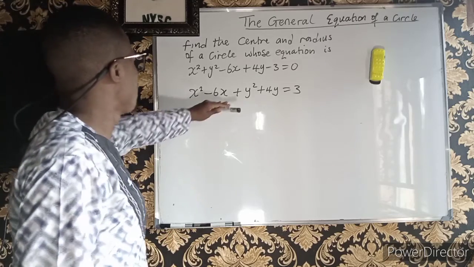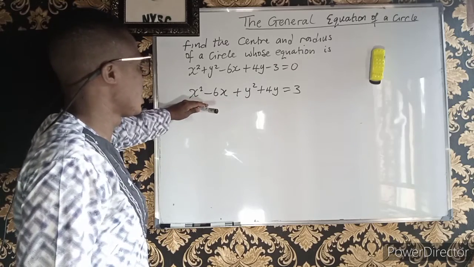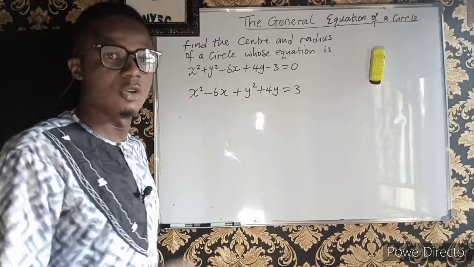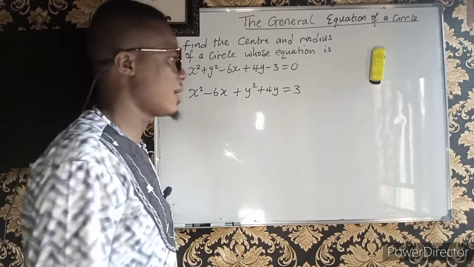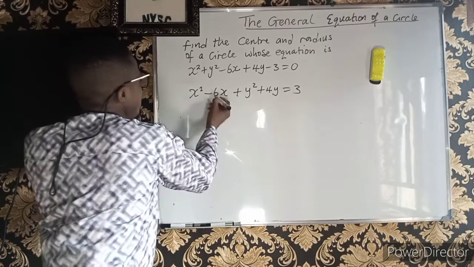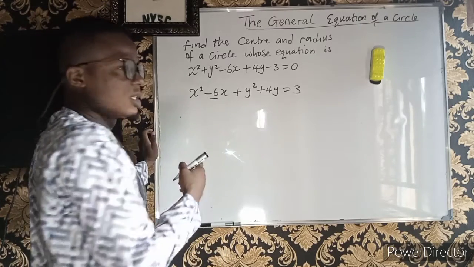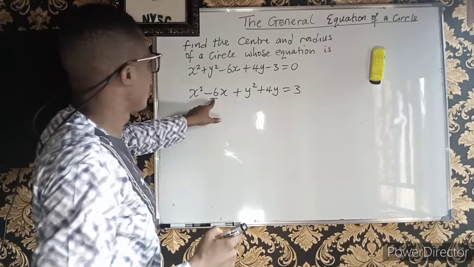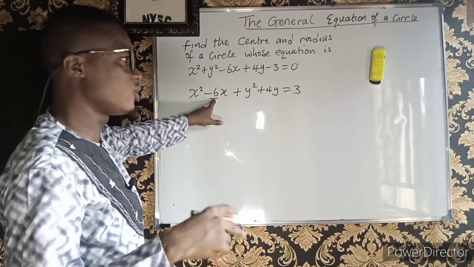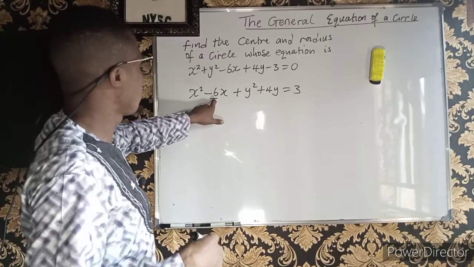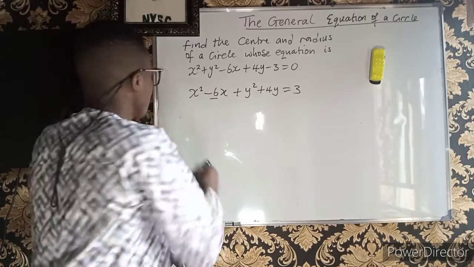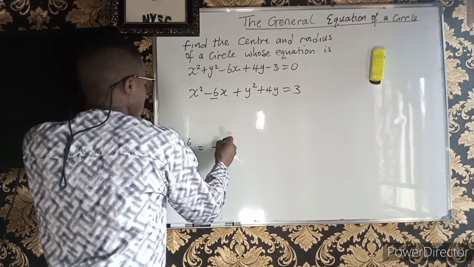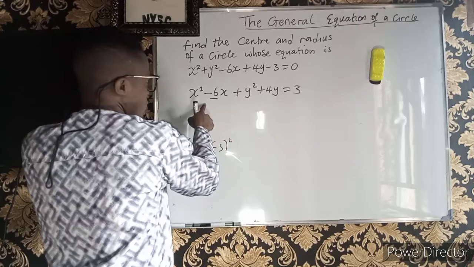Now you need to complete these expressions in x and in y so that they will be perfect, because once they become perfect you can easily factorize them. Okay, now the coefficient of x here is minus 6, and to make an expression perfect you have to add to it half the square of the coefficient of x, and the coefficient of x here is minus 6. So you think of half of minus 6, which is minus 3, all squared. So we are adding minus 3 squared to this one.